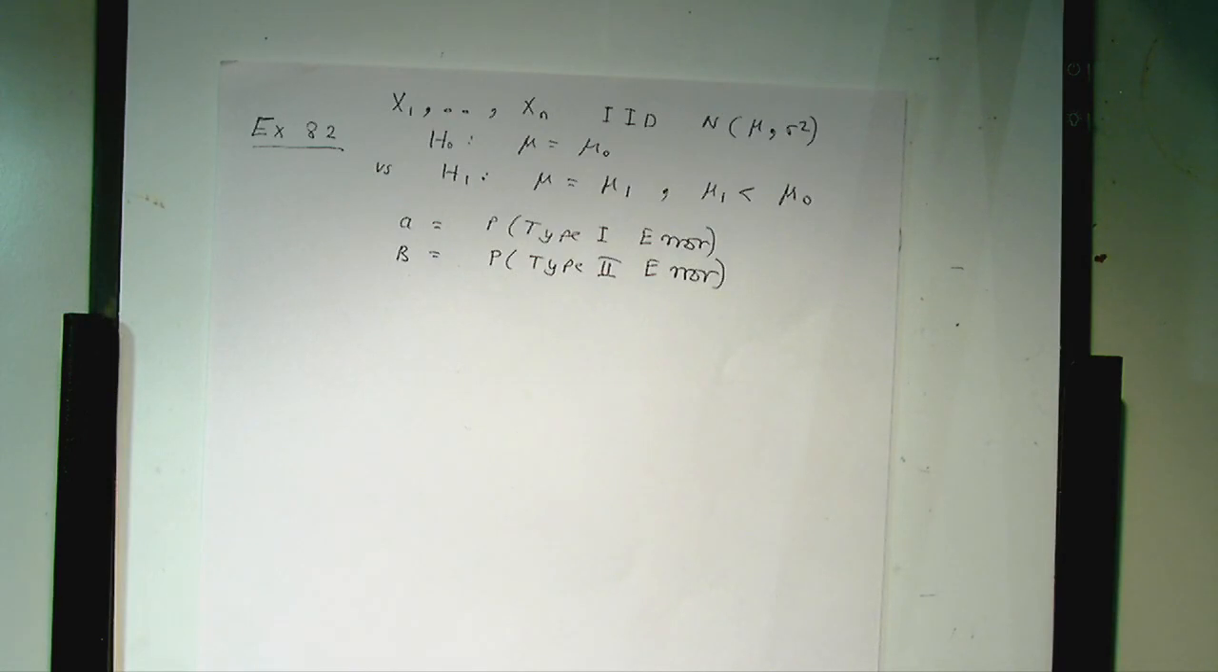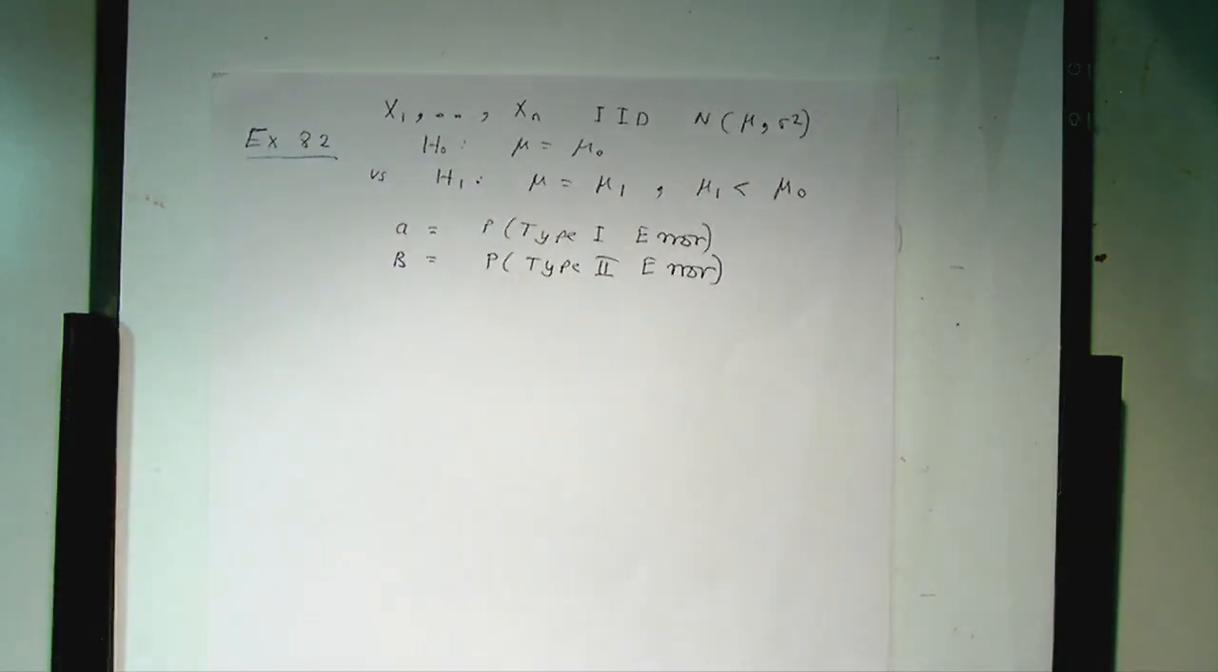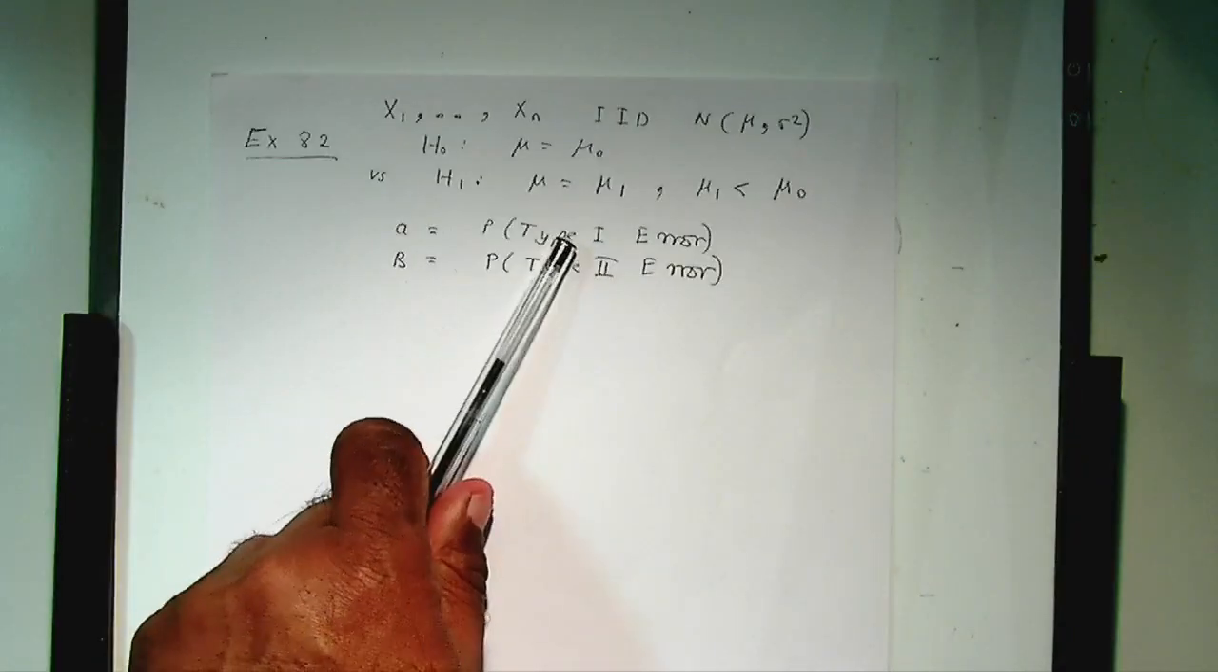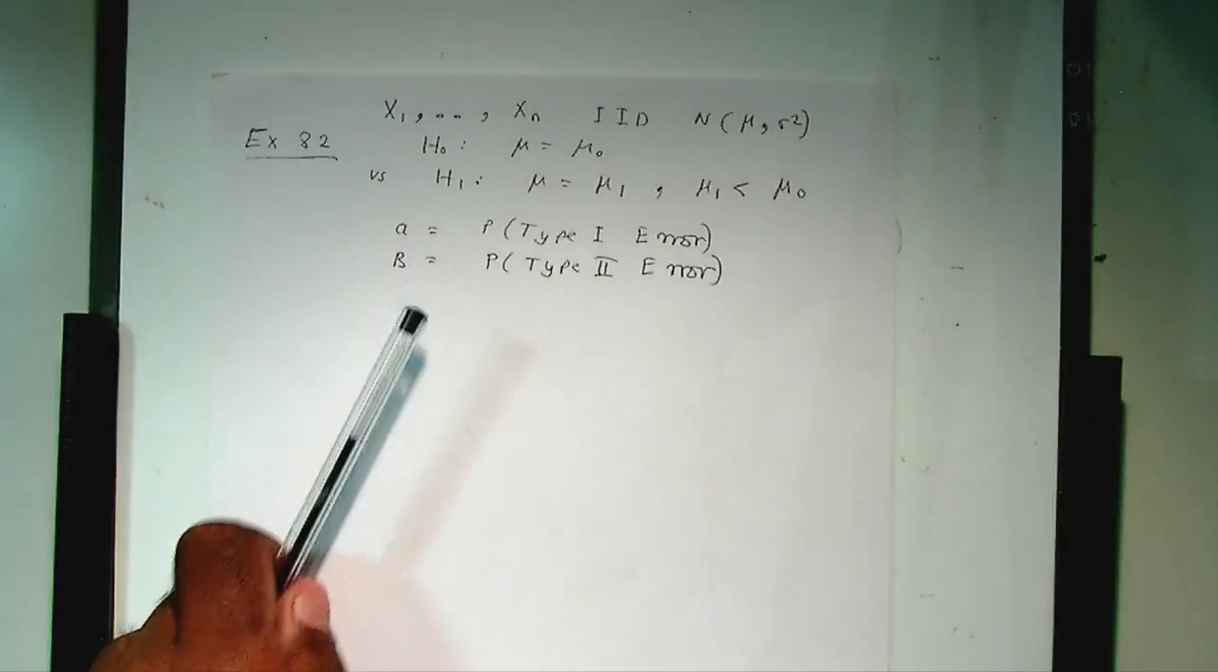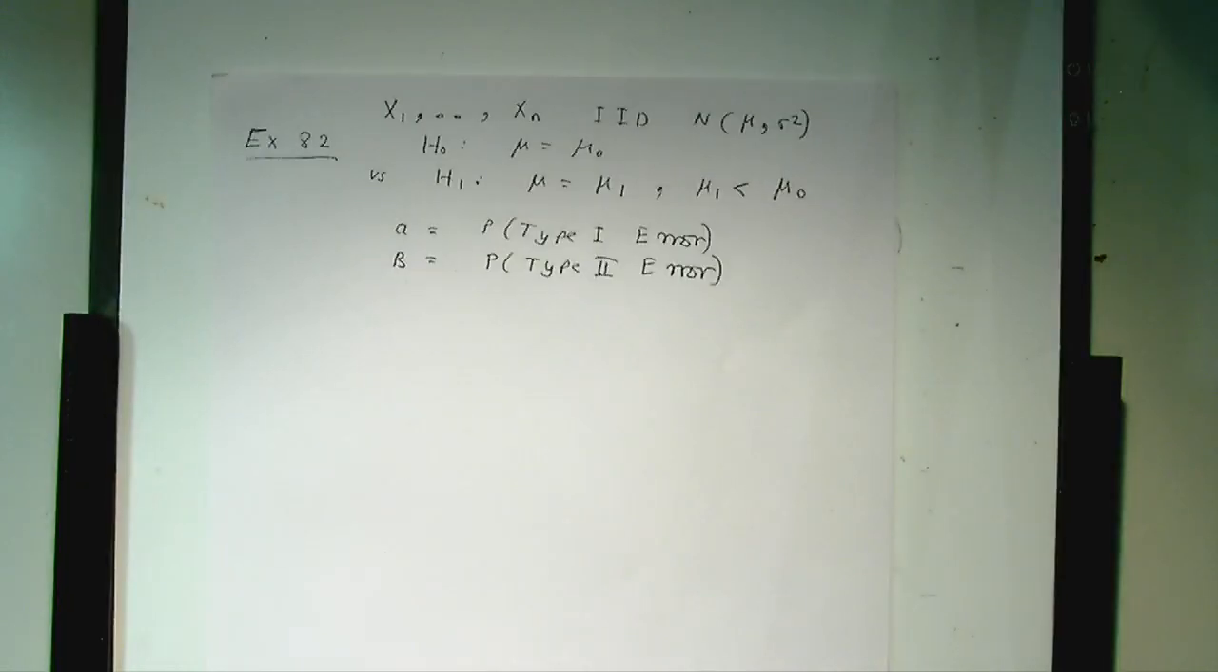And this is basically the summary of the example. You have a sample from a normal distribution with these parameters. Sigma squared is known. And we are testing this versus this. And you are told the type 1 error probability is equal to little a, and the type 2 error probability is equal to capital B. And the question is to show that sample size n is equal to this. Okay?